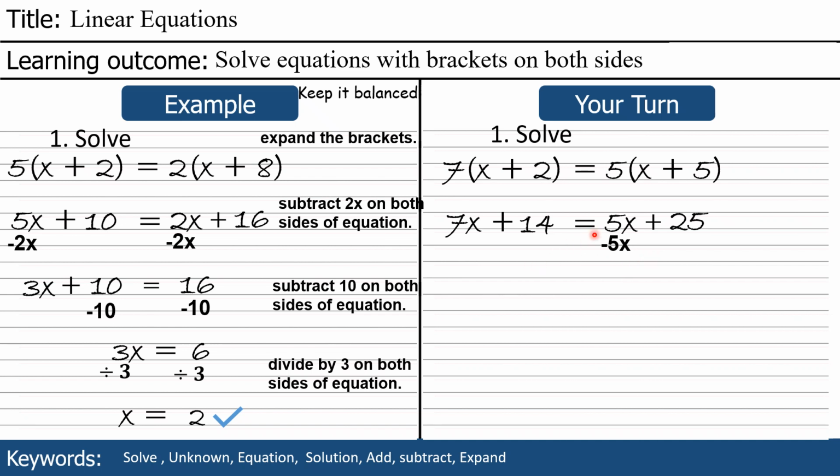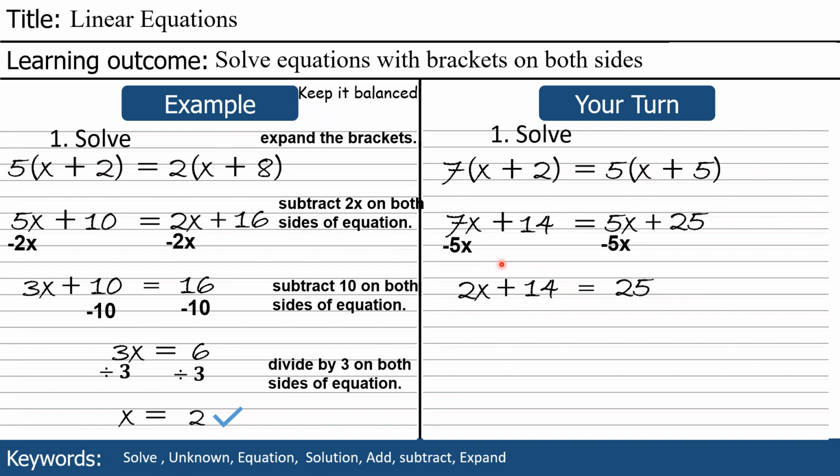So on the right hand side of the equation, we subtract 5x, and on the left hand side of the equation, we will subtract 5x as well. And this is to ensure that the equation is balanced. Now we have 7x subtract 5x gives 2x. And then we have 2x add 14 equals 25.